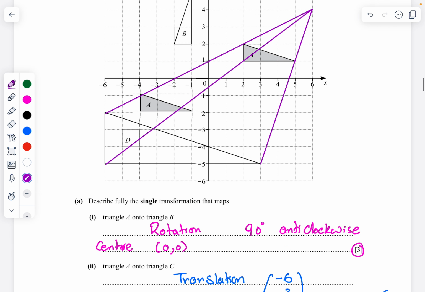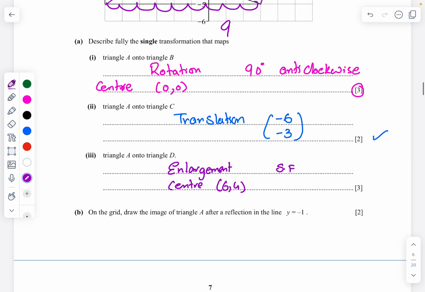You can see that this side is 1, 2, 3, and now it is becoming 1, 2, 3, 4, 5, 6, 7, 8, 9. It's becoming 9. The scale factor is 9 divided by 3, which is equals to 3. 3 marks for that. So 1, 2, 3.